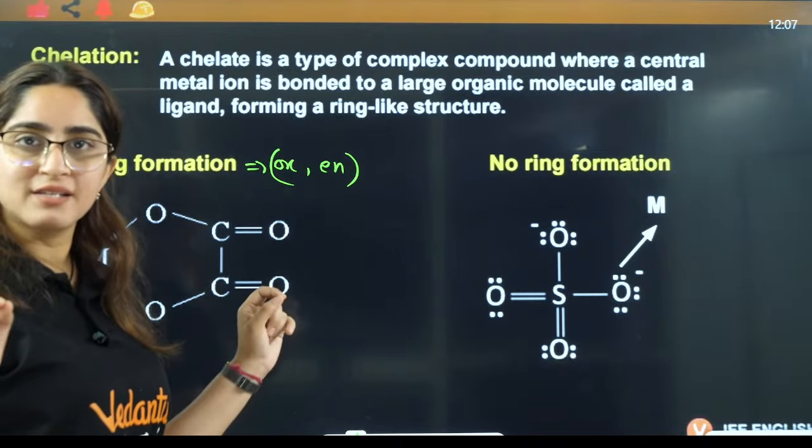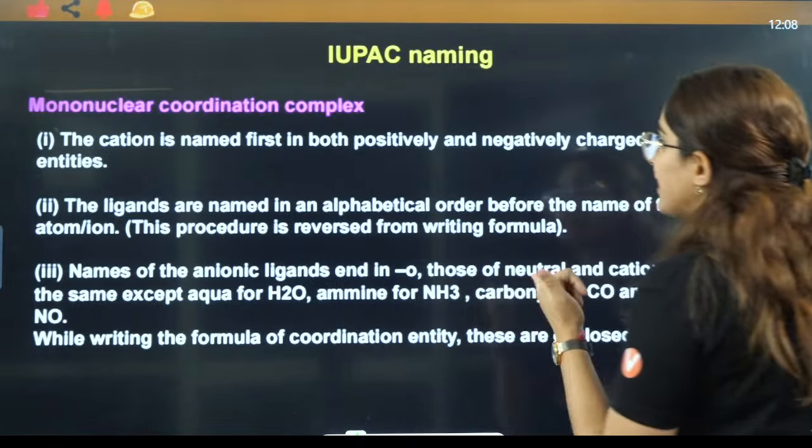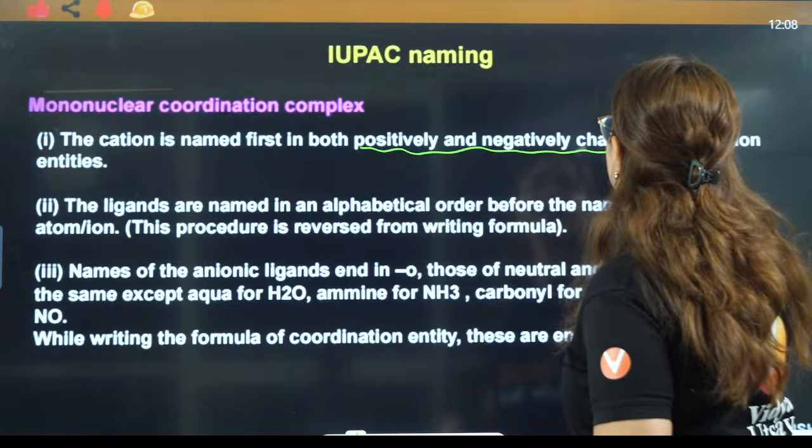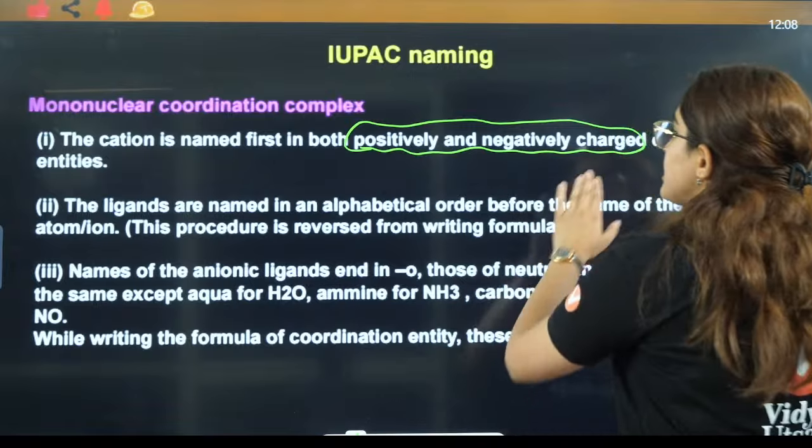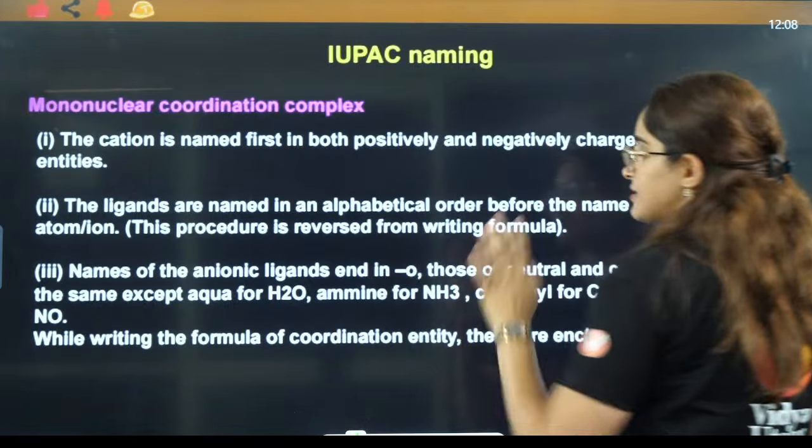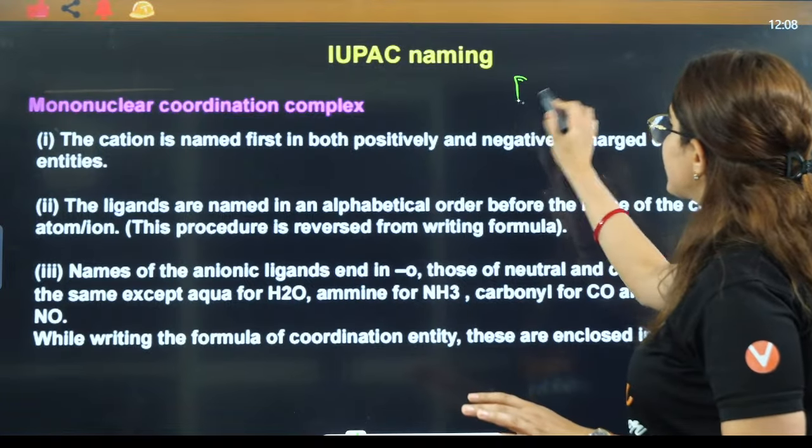Now let's understand IUPAC naming, guys. These are all the points of IUPAC naming that you must remember. First, the cation is named first in both positively and negatively charged coordination entities. Whether it's the coordination complex or the counter ion, I'll always name the cation first. Then the ligands are named in alphabetical order: A, B, C, D, according to alphabetical order.